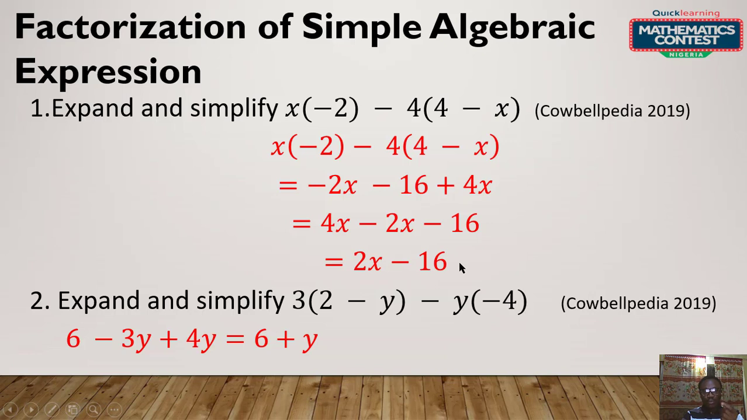So in its factorized form, we can actually see 2 into the bracket x minus 8. The reason is because if we factor 2 out of 16, the product left is actually 8. So 2 times 8 will give us 16. So just take note of that.